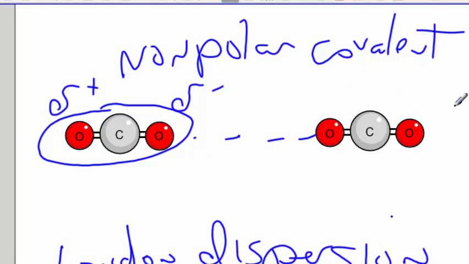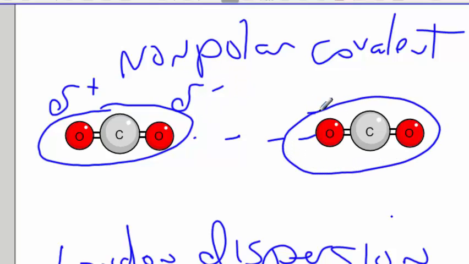Think about doing the wave in a football stadium. The negative here, this partial negative, has an effect on this adjacent electron cloud. It kind of pushes the electrons away from it. So just for a moment, there's a partial positive here and a partial negative here. And that's what's causing this very weak attraction between the molecules.